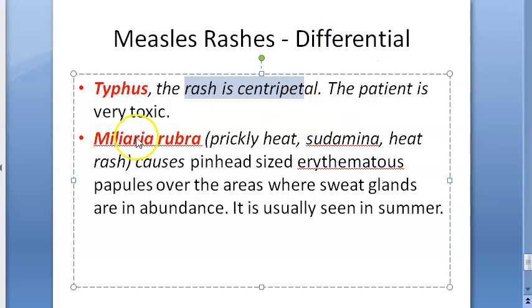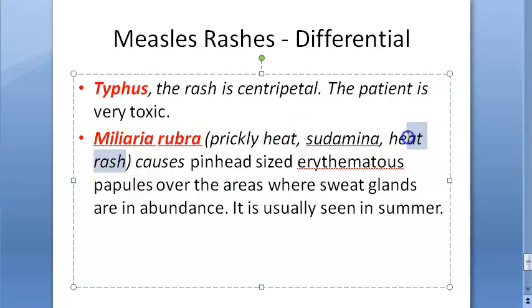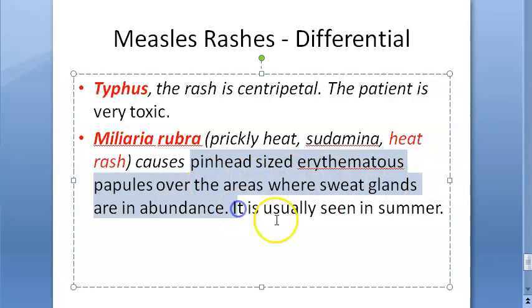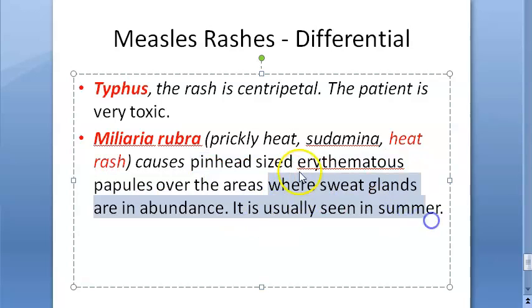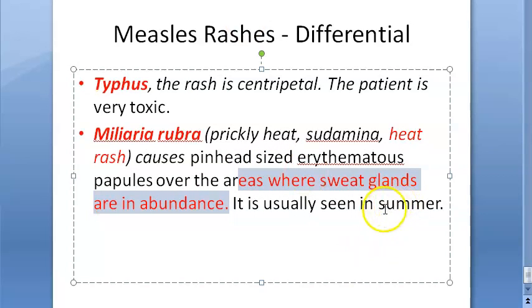Centripetal. Okay guys, then coming to Miliaria rubra, prickly heat. Because of heat they can have this, so don't confuse heat-caused rash as measles. Just check, okay? Pinhead sized erythematous papules over the areas where sweat glands are abundant. You will usually see this in summer because of heat, and it will be over the area where sweat glands are in abundance.